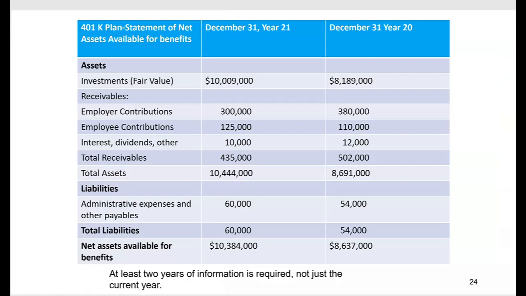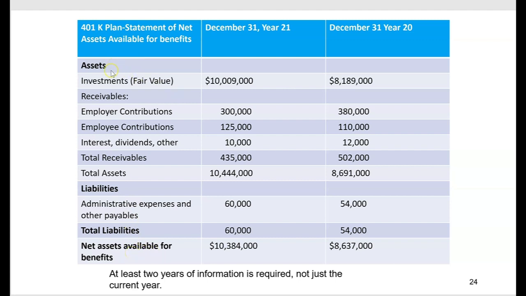Now here is a statement of net assets available for benefits. This is like the balance sheet where you show at least 2 years worth of information. Here's year 21 and here's year 20. The main thing on here, the reason why I'm going over this, not because I think the exam is going to make you prepare one of these, but just so you understand what's the focus of this statement. It's the assets, the liabilities, and the net assets available for benefits.